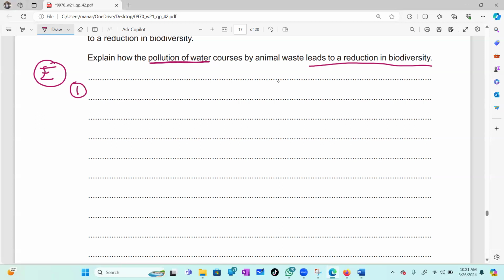Number one, you will throw waste products or you will throw fertilizers into the rivers. These waste products and fertilizers contain lots of nitrates.